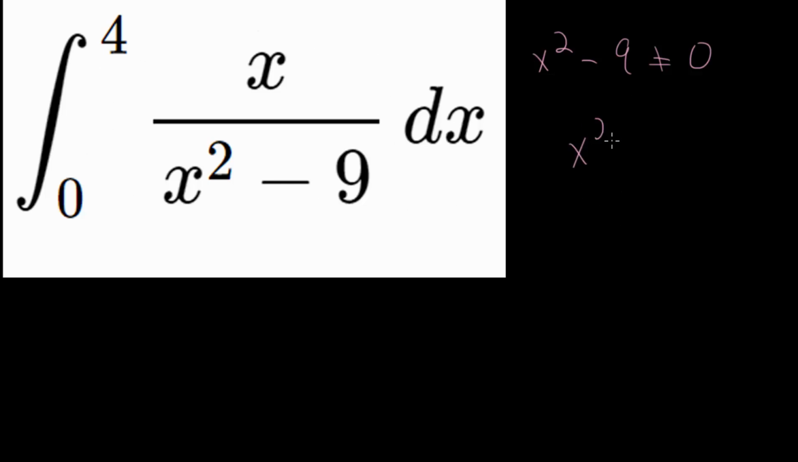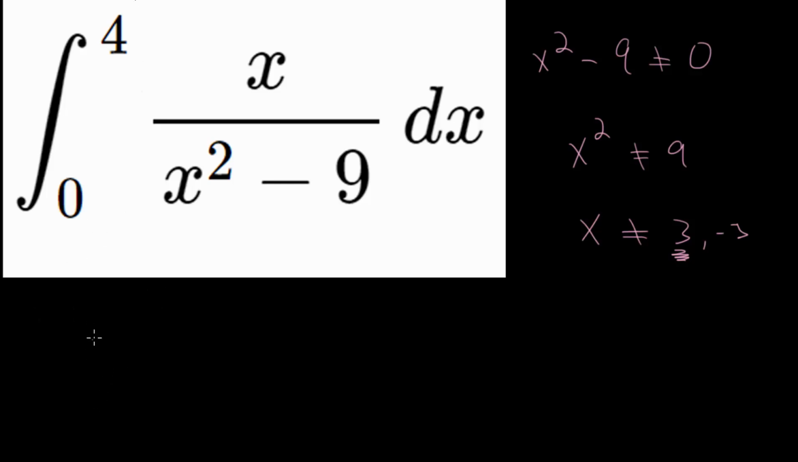We add 9 to each side, and we square root each side so that we get x cannot be 3 or negative 3. But notice the issue with 3, that's in the middle of our bounds here. Since the x value of 3 is within our bounds, we have an improper integral here. We need to split this integral up into two different pieces and then take some limits.